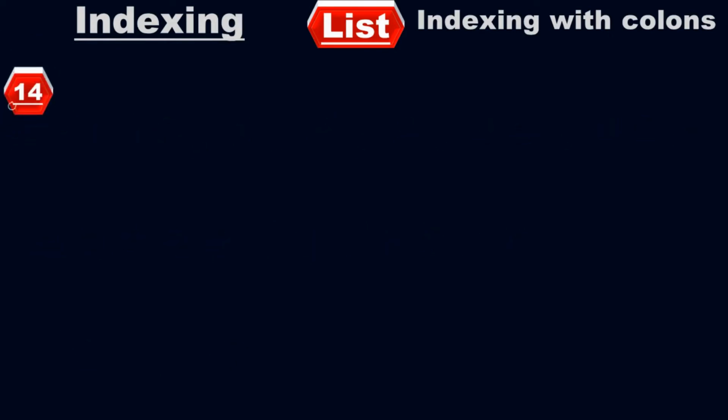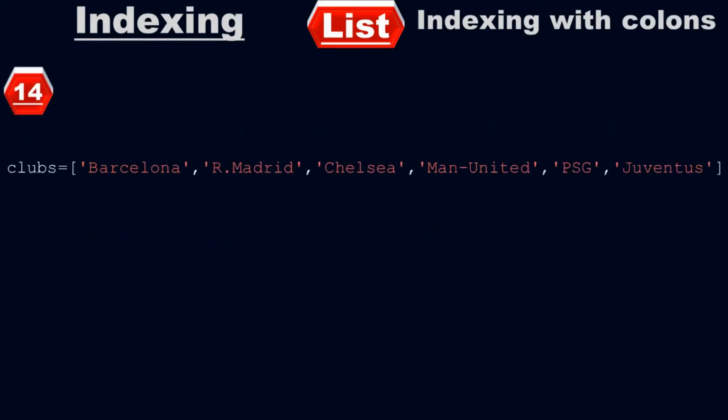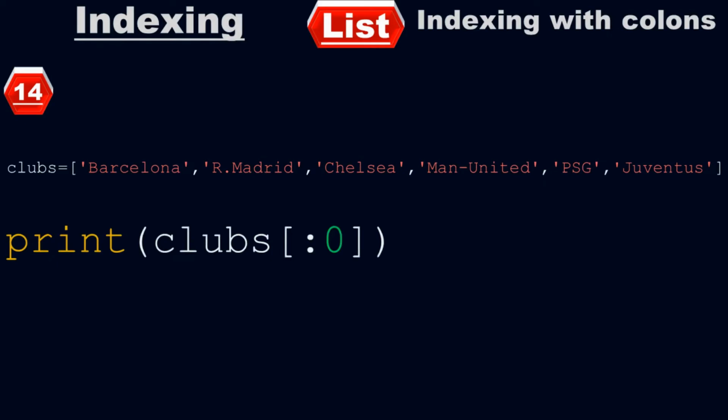Example number 14. Clubs equals Barcelona, Real Madrid, Chelsea, Manchester United, PSG, Juventus. When you take the print of clubs[:0], it returns an empty set in the output. Look here, if you don't have any number on the left of the colon, it means that the program will start by default from the first element, up to the 0 index. What is my 0 index? 0 index is Barcelona. At 0 index, we have Barcelona.